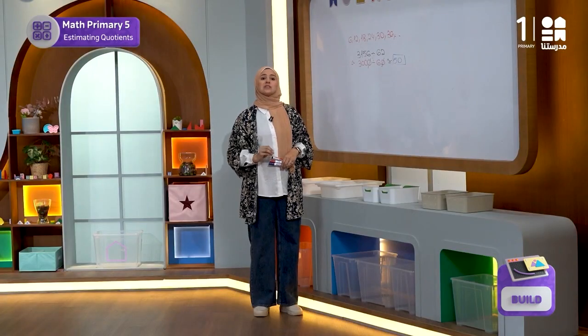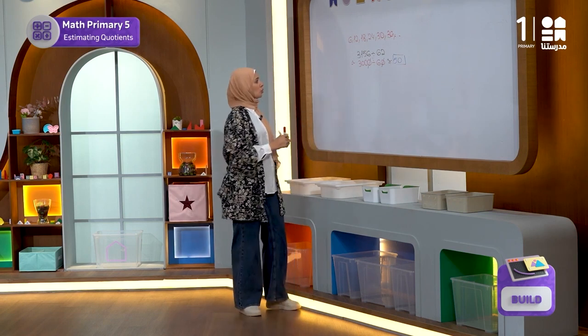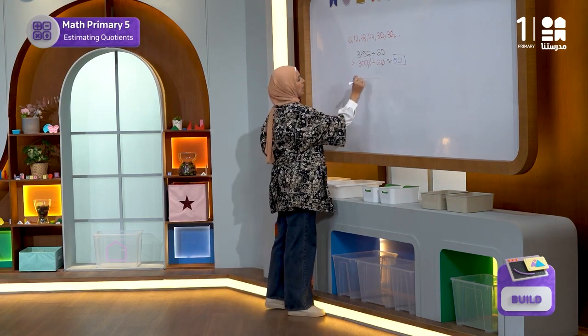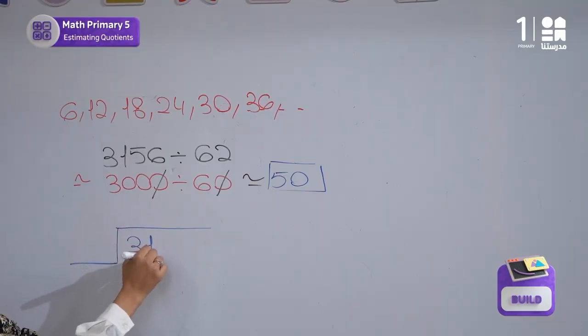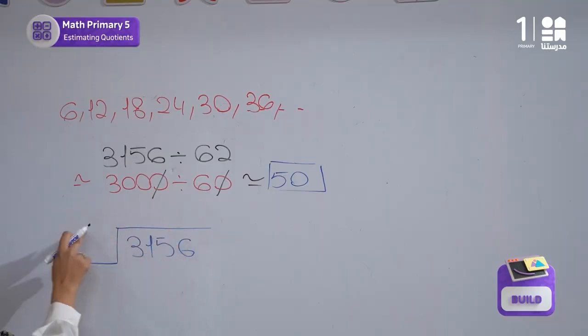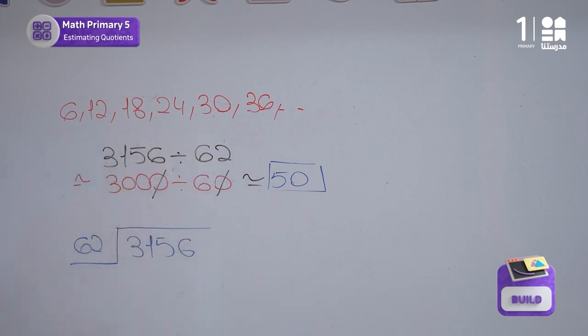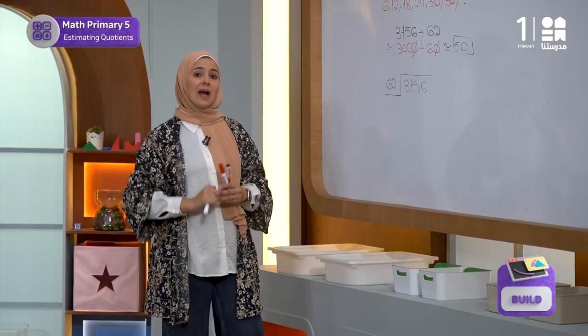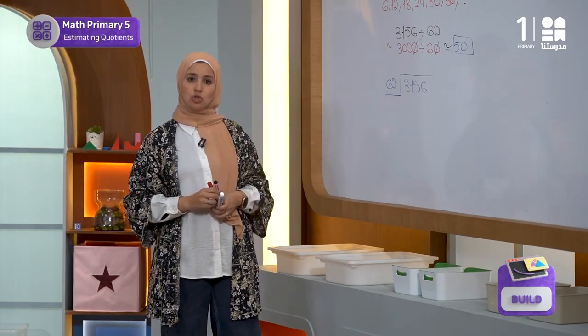And I'm going to choose the partial quotients model. Do you remember it? So, we are going to construct it. I'm going to do it like this. Here, I'm going to write my dividend. And here, I'm going to write my divisor for the actual problem. Now, what do I have? Let's check. This is my divisor, 62.